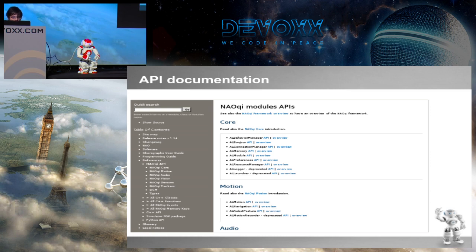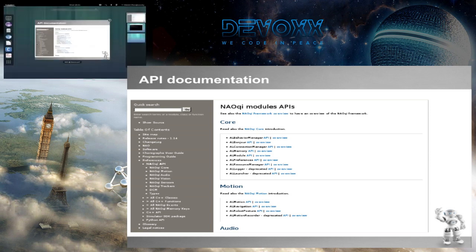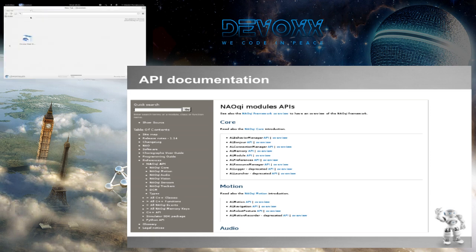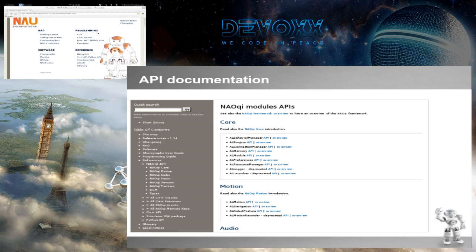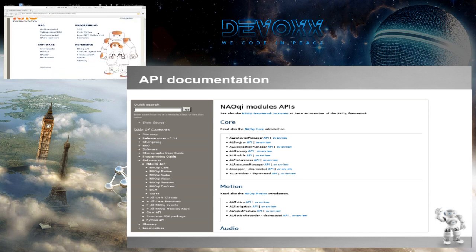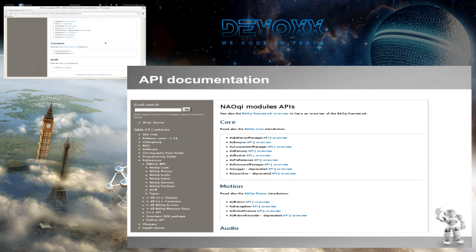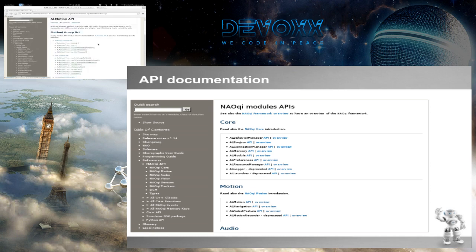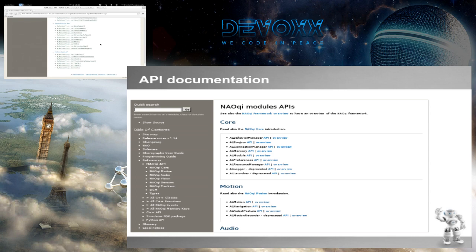Here we go. This is on my laptop, but it's available online. You can see all the NAOqi APIs. You've got tons and tons of different modules, each with lots and lots of various methods available. So you really have a very big set of APIs you can use to do very different things. For instance, for motion, you can go from really controlling the motor joint by joint, to just saying something very high level that just goes there, and it will compute the trajectory and do the work.